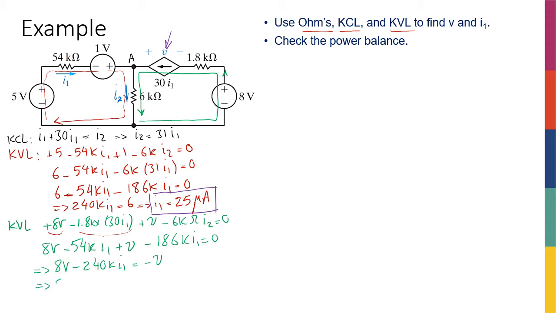Therefore, 8 volts minus 240 times 10 to the power of 3, and I1 is 25 microamps, so times 25 times 10 to the negative 6 is equal to negative V, right? Now, if you simplify this, you're going to get V being equal to negative 2 volts. Okay, so we got I1 and we got V, and we're pretty much done with the first part of the question. So for the second part, the question is asking us to check the power balance, right?